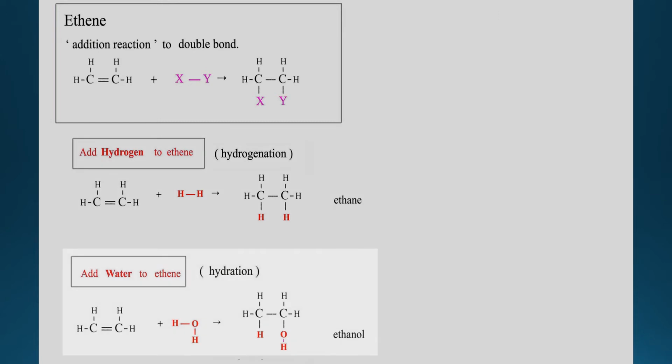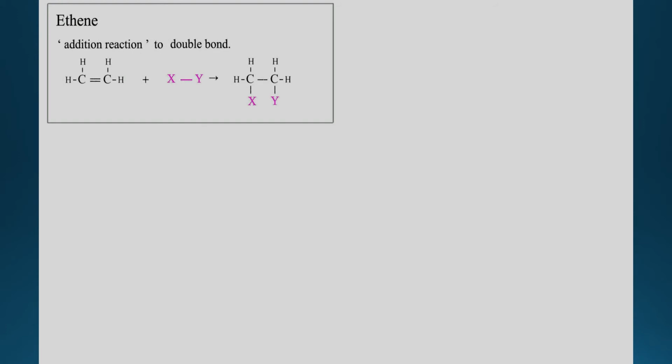Ethene can also react by adding water, H2O. This is called hydration. And by adding H2O, you can see this H goes to this H and this OH goes to this OH. And now they form a new product, ethanol. This demonstrates that the ethene double bond can react by addition reaction. Now let's look at more examples.